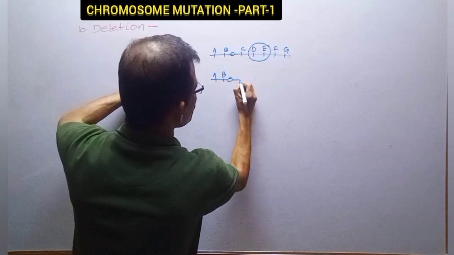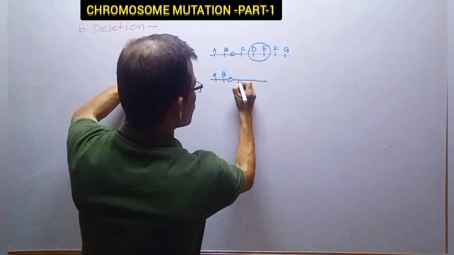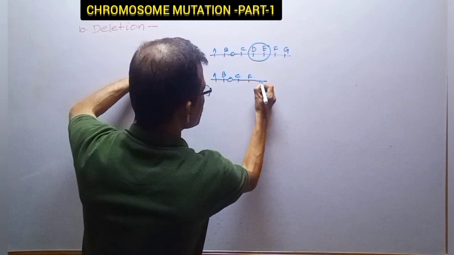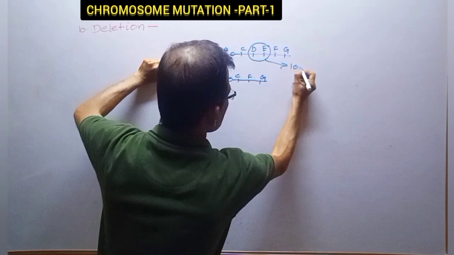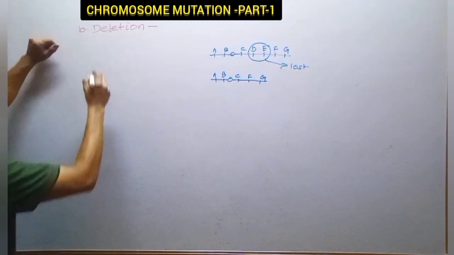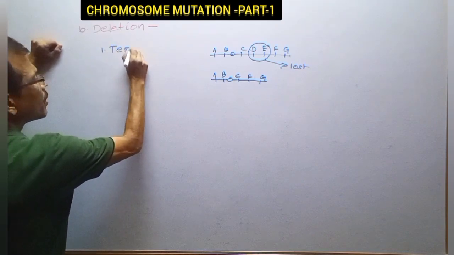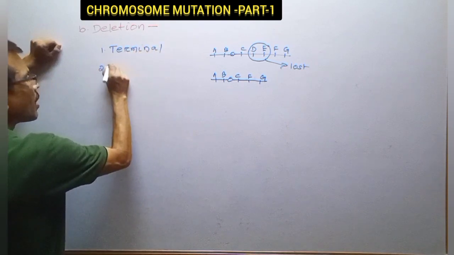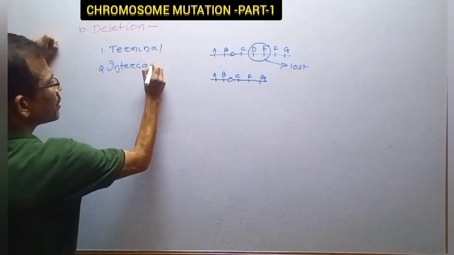The resulting chromosome will be short as compared to the original chromosome. So here it is C, F and G. This segment has been lost because of deletion. Deletion is of two types. One is terminal and the other one is intercalary.